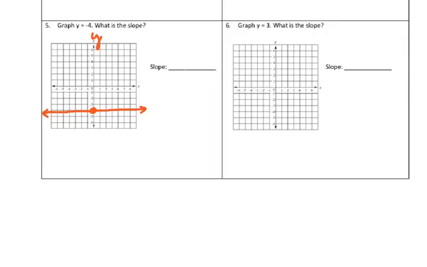So now what is the slope? This slope looks like the top of a z. So this is a 0 slope. So the slope of this line is 0. It looks like the top of a z. So the slope is 0. Very easy. Go ahead and try the same thing with number 6.